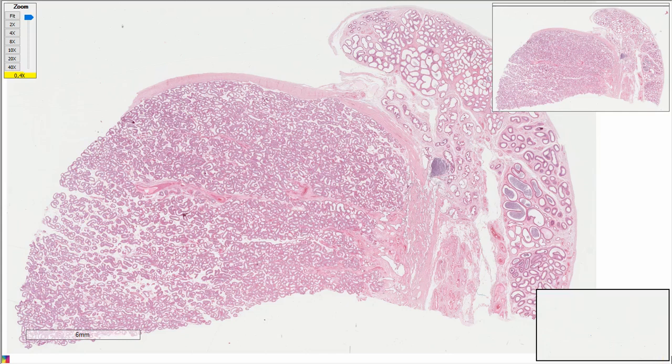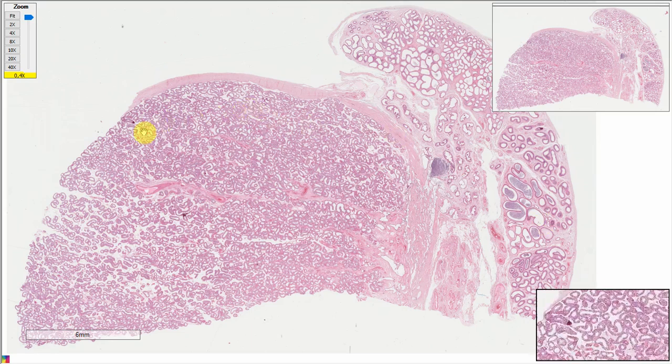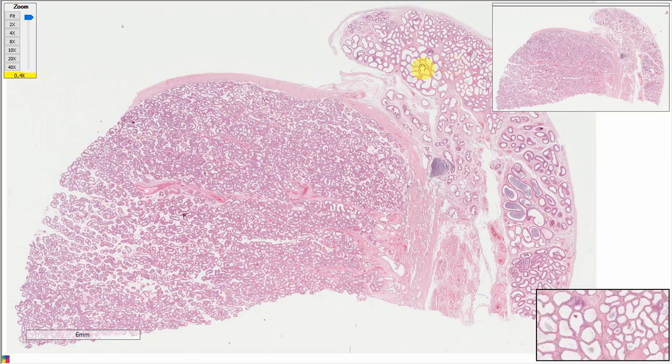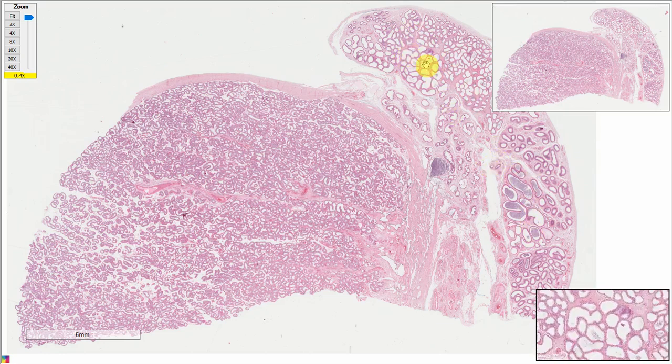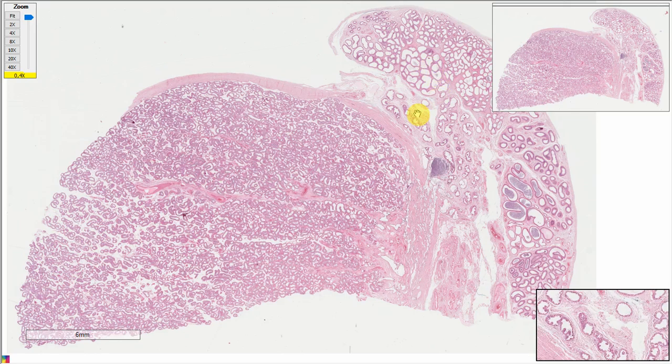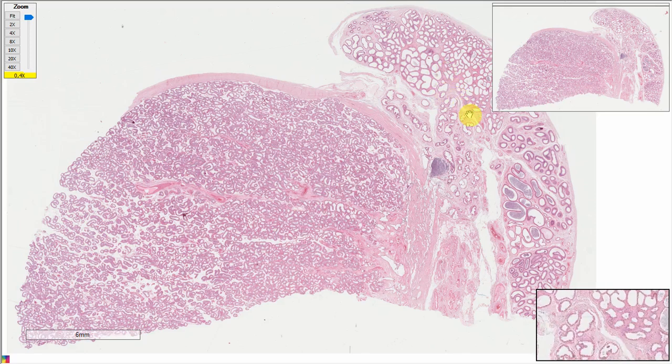This is a low power image of a testis, which we're going to be looking at today. It's got an attached epididymis to it. So this is the testis here, and the epididymis is here on the side, which is a highly folded, highly coiled tubule.